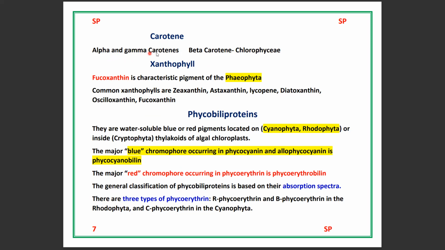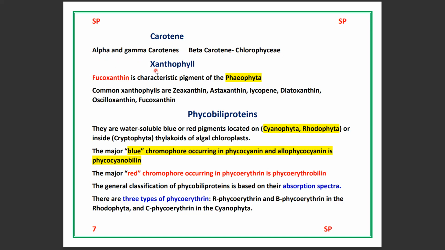But alpha and gamma carotenes are seen in all algal members from the classes: Chlorophyceae, Phaeophyceae, Rhodophyceae, Xanthophyceae. But beta carotene is only seen in Chlorophyceae. So the common carotenes are alpha and gamma carotenes, but beta carotene is restricted to Chlorophyceae algal members.